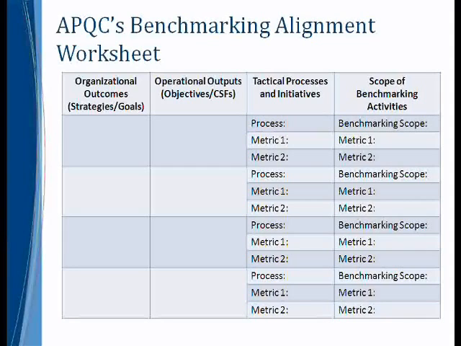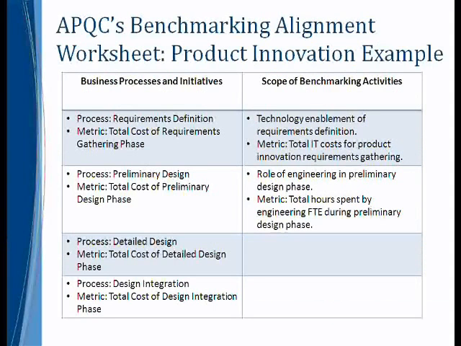So let's take our previous example and add this last column. You can see from our product innovation example from the earlier slides, I removed the first two columns of the organizational level as well as the department level, and I'm just focusing on what the process level looks like and now the benchmarking activities. You'll note that for the two examples of requirement definition and preliminary design, I've added an example of a brief scope statement and the metrics tied to potential benchmarking activities. These are really basic examples.